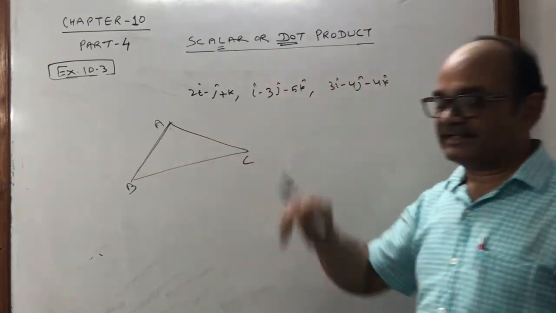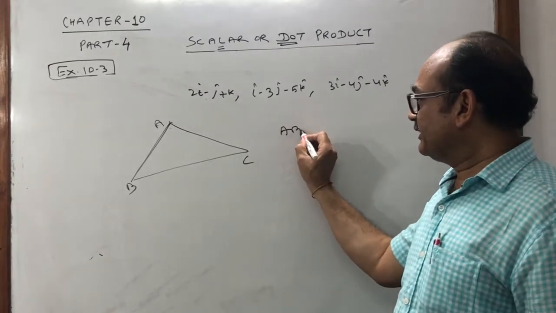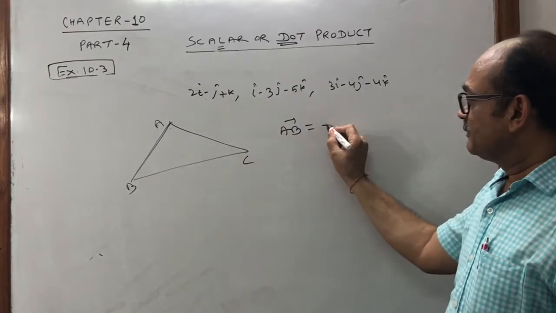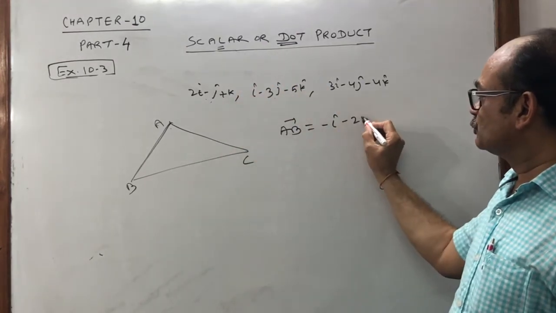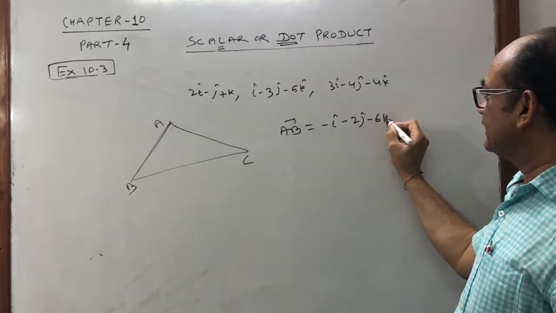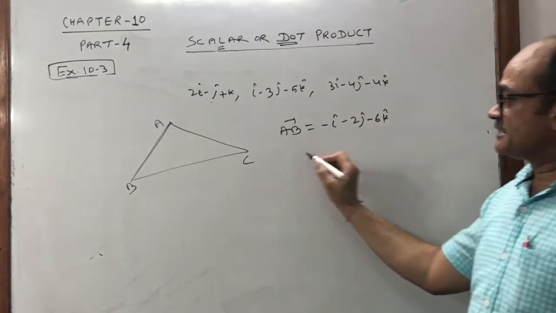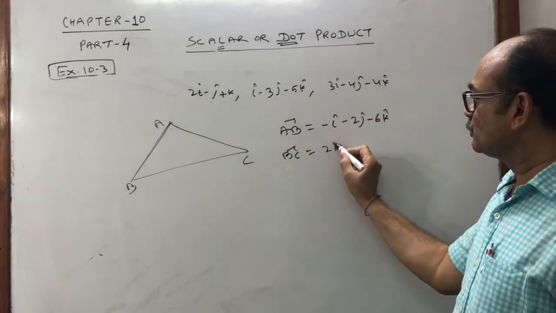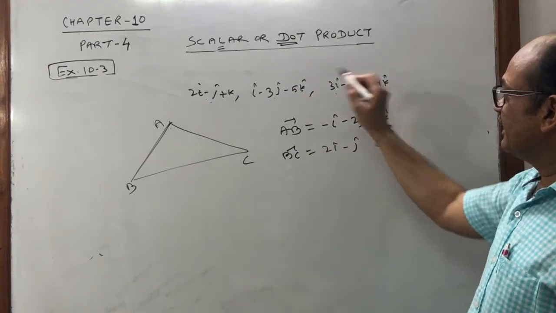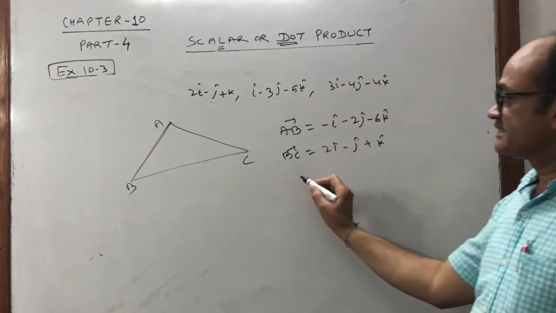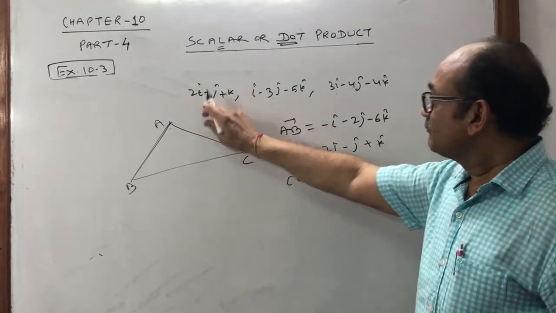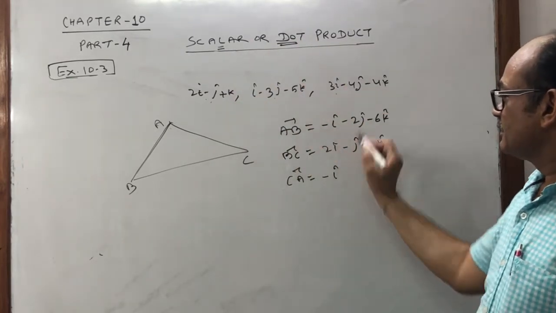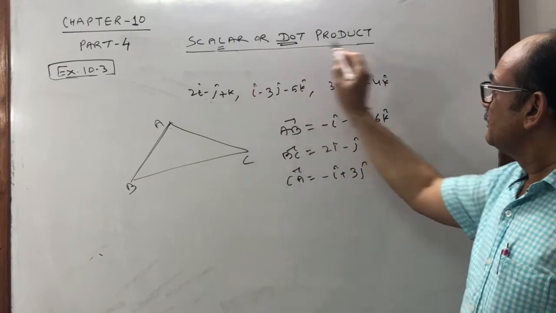First we want to calculate the vector AB. Vector AB is nothing but the position vector of B minus the position vector of A. So B minus A, minus i, this minus this 2j, this minus 6k is vector AB. Similarly, vector BC, C minus B, this minus this 2i, this minus j and plus k. And CA vector, it means A minus C, minus i, 3j, 5k.